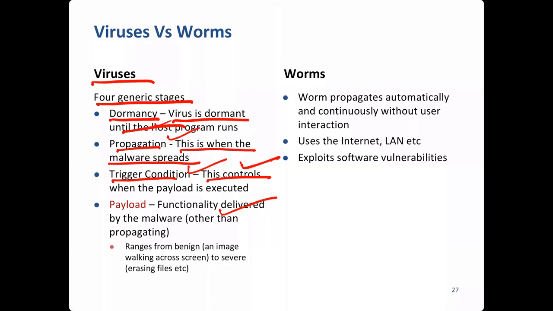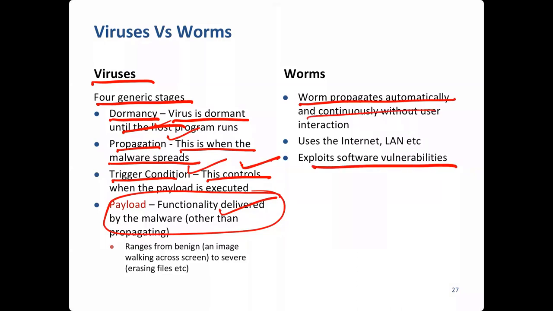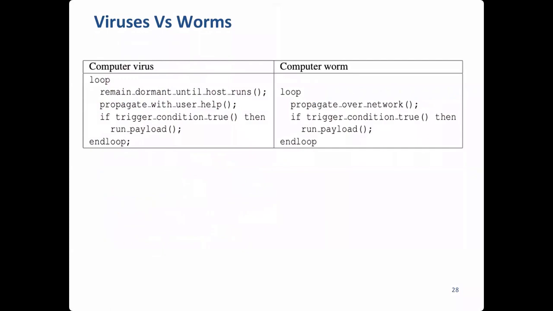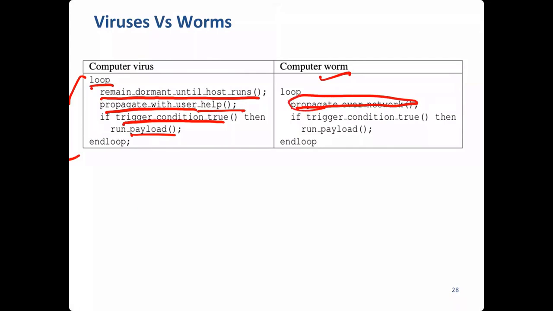That's a trigger condition. And then what will be executed is a payload, the virus code, wherein a worm propagates automatically and continuously, right? And exploits software vulnerability. Look at these two codes. The virus code is a loop: remain dormant until the host runs, propagate with user help, and if trigger conditions are met, then execute. While a computer worm propagates over the network. This is the first thing: it does not have a dormant state. And when trigger conditions are met, then execute.